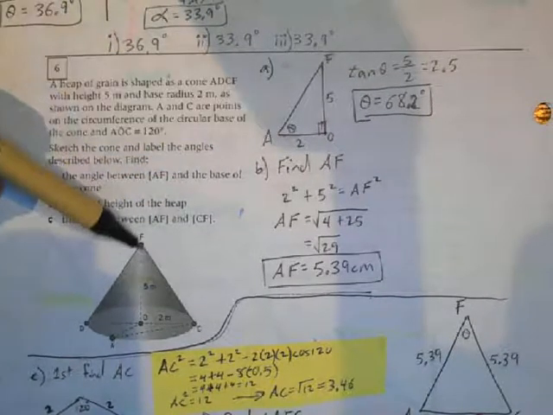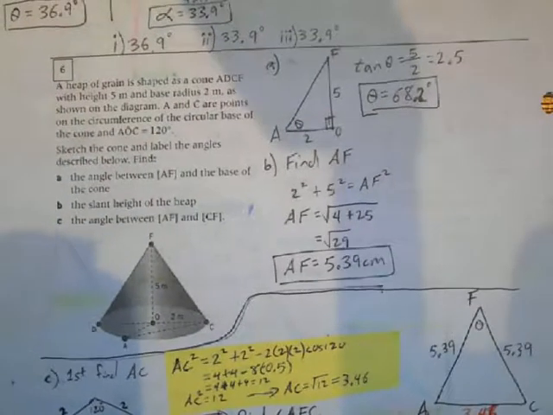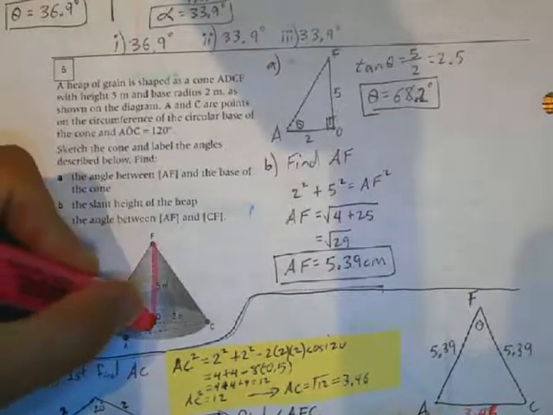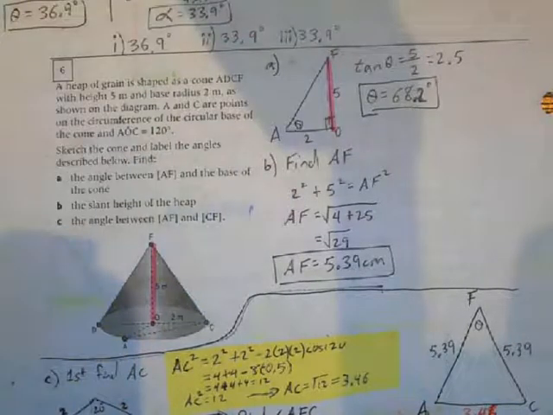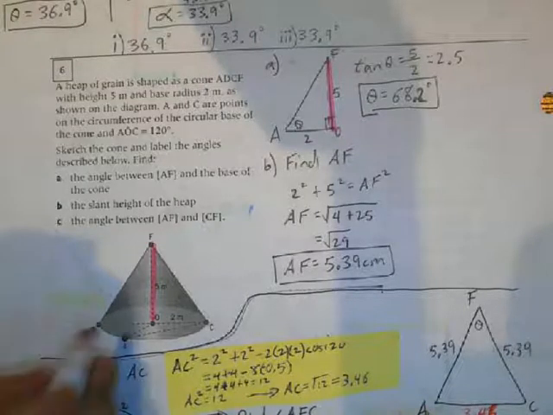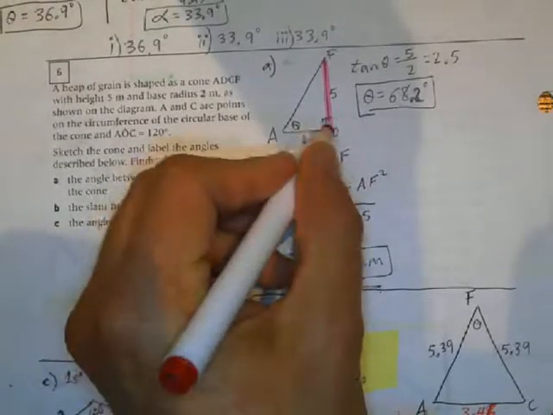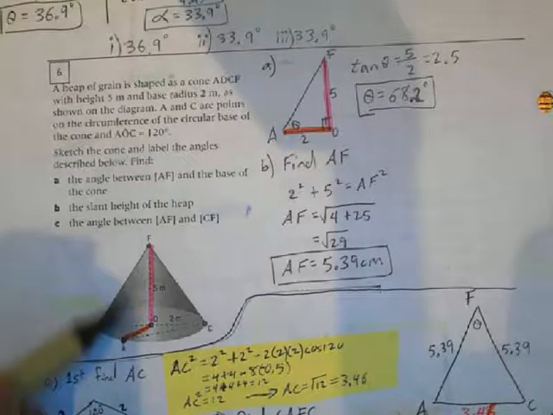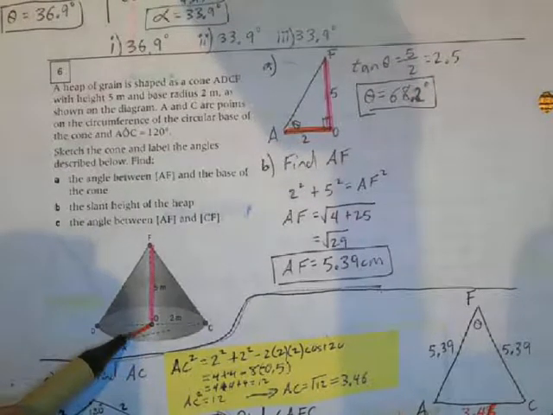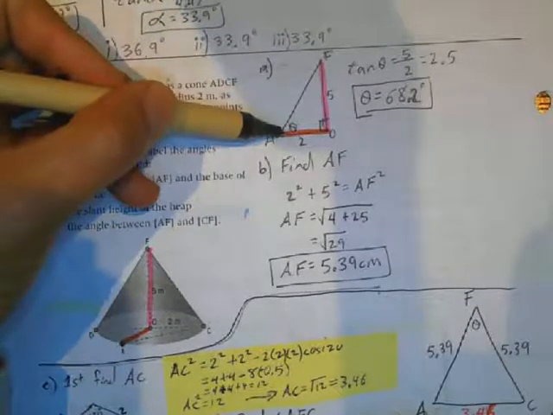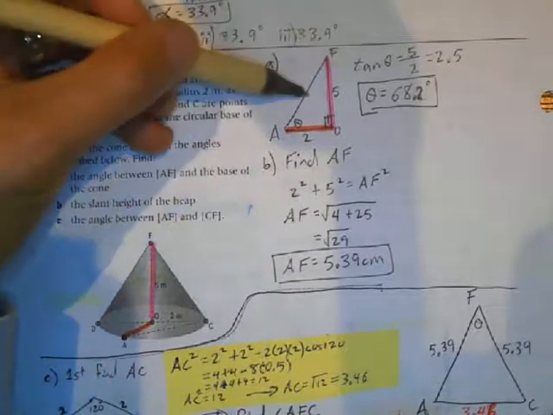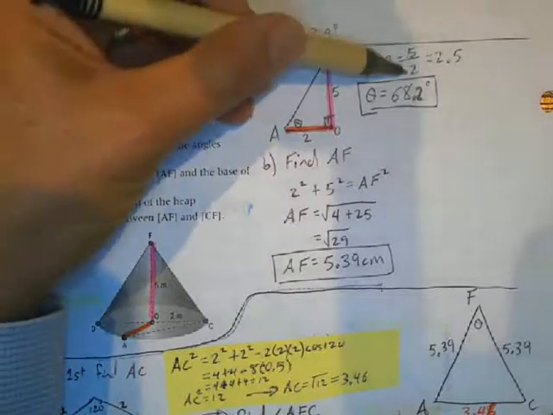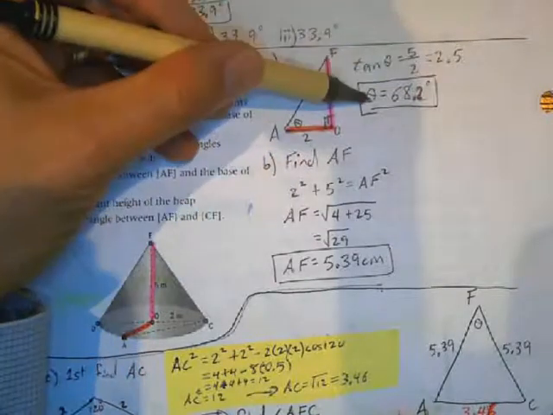So we know the height here is 5 from F to O, and we know that the radius here is from A to O. We know that radius is 2. So given that information, to solve the angle between AF and the base, if I know that's 5 and that's 2, I can figure out my angle using opposite over adjacent, 5 over 2, inverse tangent, we get 68.2.